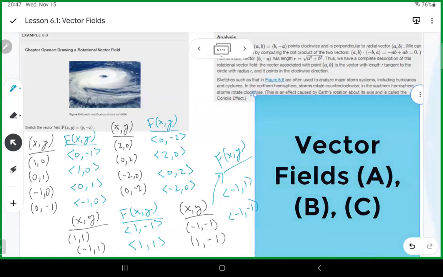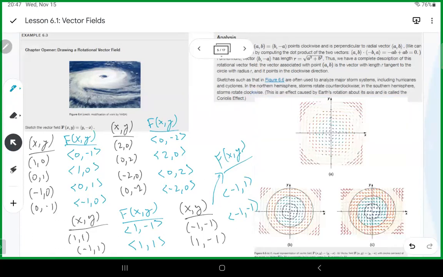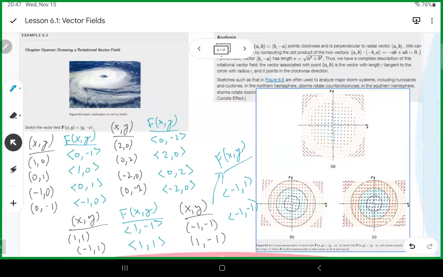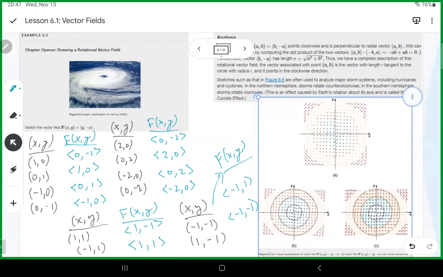Yeah. Let's look at this. So it tells you down at the bottom, if you can see this, A is a visual representation of the vector field. B is the vector field with circles centered at the origin, and C is the vector field and perpendicular to the radial vector (a, b) at point (a, b). Just so you can see a different idea of stuff. Again, hopefully you see that on the PDF a little bit better than you do on the video.